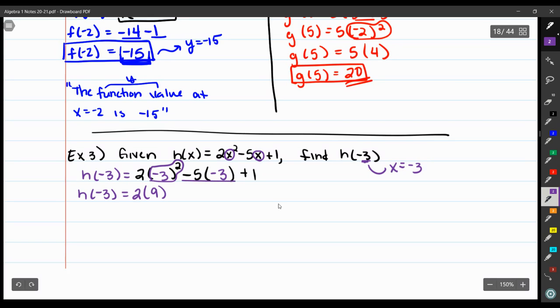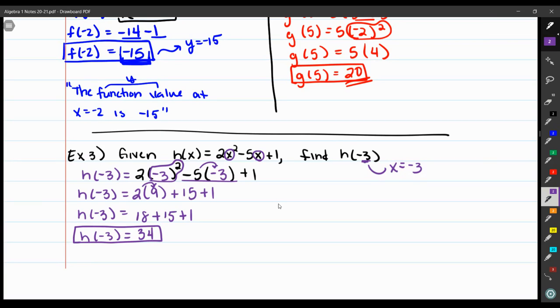Now over here, there is no exponent, so I can go ahead and multiply those in. Negative 5 times negative 3 is a positive 15, and drop the plus 1. And then we continue. The next thing I can simplify is 2 times 9, which makes 18, plus 15 plus 1. h of negative 3 equals 34. 18 plus 15 plus 1 is equal to 34. So the value at h of negative 3 is 34.